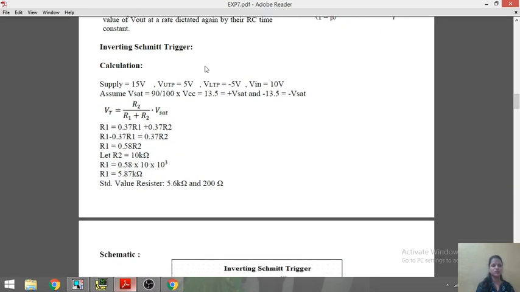So here is the calculation for the Schmitt trigger. The supply voltage is 15 volt, VUTP is 5 volt, VLTP is minus 5 volt, Vin is 10 volt. Assume Vsat is this, and we are getting positive Vsat as 13.5 and negative Vsat as minus 13.5. So Vt is equal to R2 upon R1 plus R2 into Vsat. So we are getting R1 equals 0.58 R2. Here we are assuming R2 is 10 kilo ohm, and then according to that we get R1 equal to 5.87 kilo ohm theoretically, and I am choosing the standard value of 5.6k and 200 ohm.